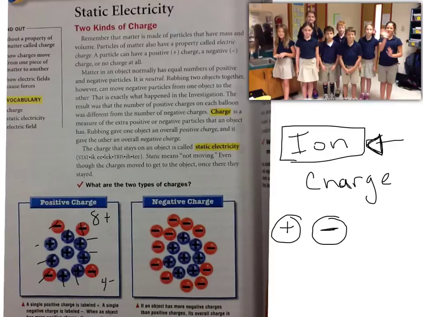Which means this is an ion because it has either a positive or a negative charge. We know it's a positive charge, and the reason is because it has more pluses than it does minuses. So this is a positively charged ion.